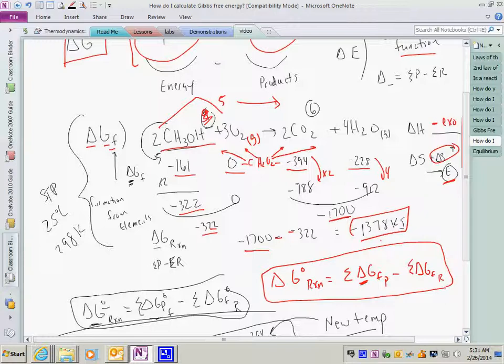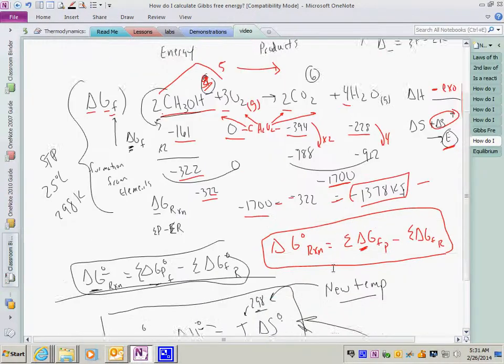Now that's not all in the form of heat. Some of it is tied up in producing disorder, but in this case, 2 moles of this, 3 moles of this, 2 moles of this, and 4 moles of this gives you negative 1378 kilojoules of energy.